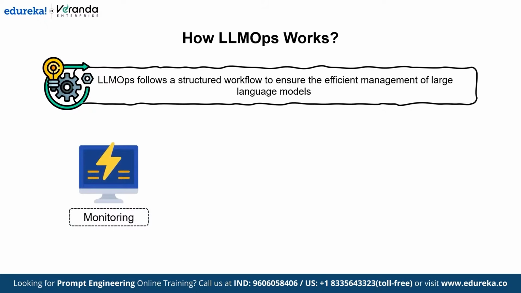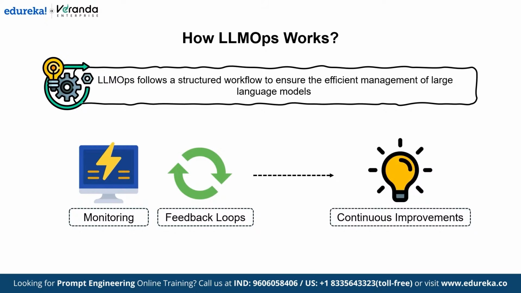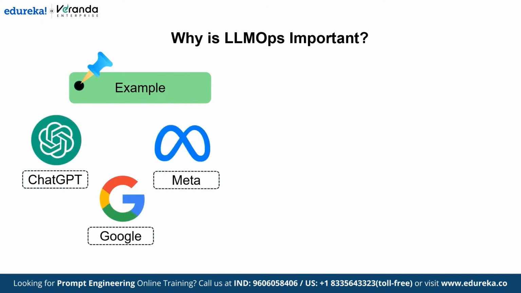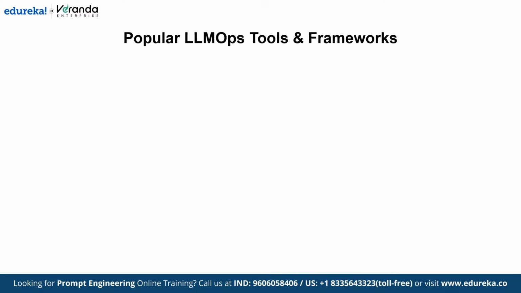Next, monitoring and feedback loops play a crucial role in tracking performance and making adjustments based on real-world usage. Finally, continuous improvement ensures the model remains relevant by updating it periodically with fresh data. And here are some real-world examples. Companies like OpenAI, Google, and Meta use LLMOps to maintain their AI products without frequent manual retraining. So now that we understand how LLMOps works, let's explore some of the popular tools and frameworks that make it possible to manage and optimize large language models efficiently.